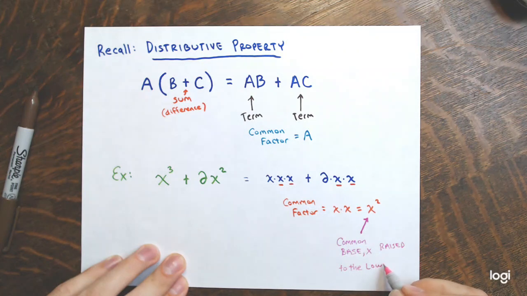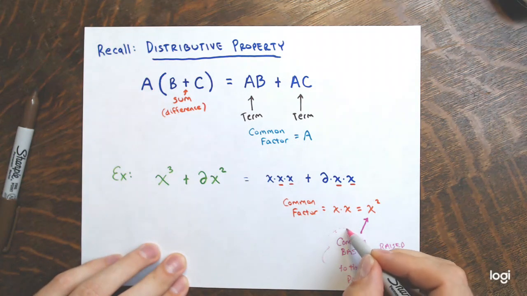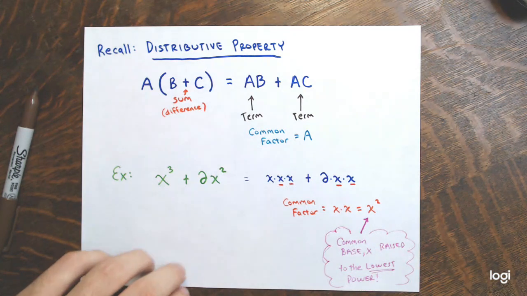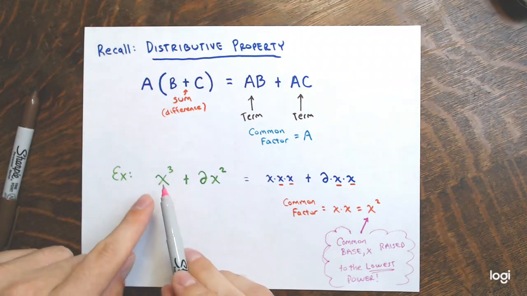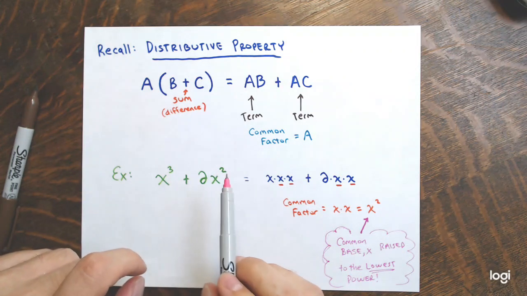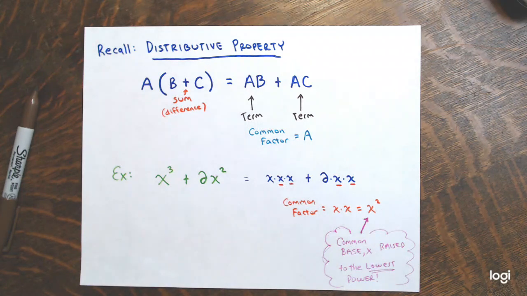Raised to the lowest, the smallest power of that common base, right? So this is the way I'm going to think about this common factor stuff for this particular video. I look at these two terms, right? They have a common base of x. They both have x to some power, and the lowest of those powers, 3 and 2, is 2, right? So I'm going to factor out an x squared, right?